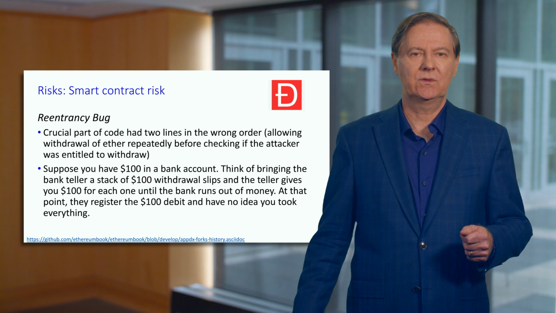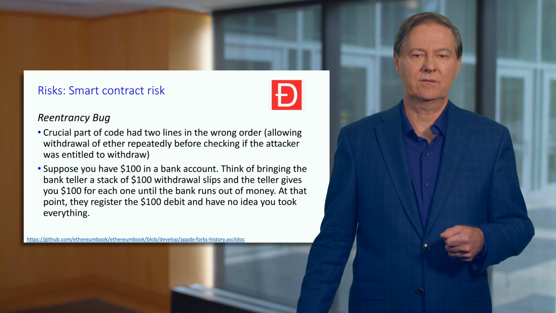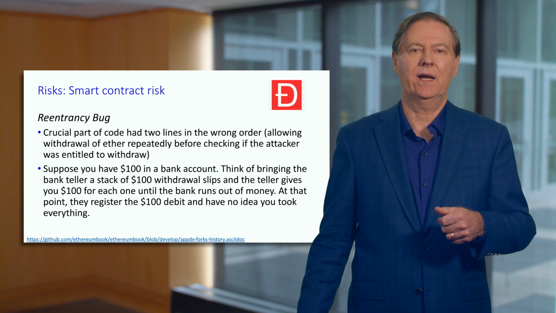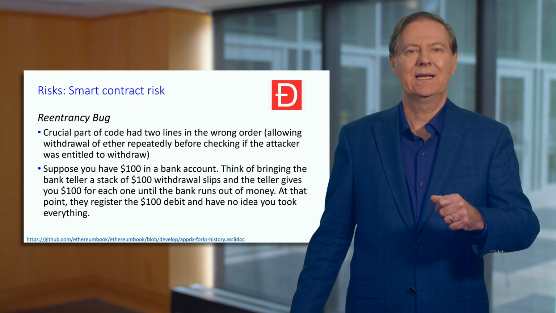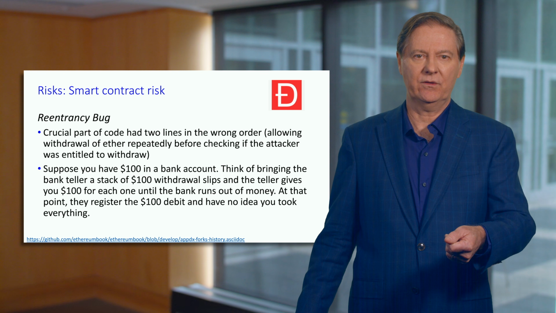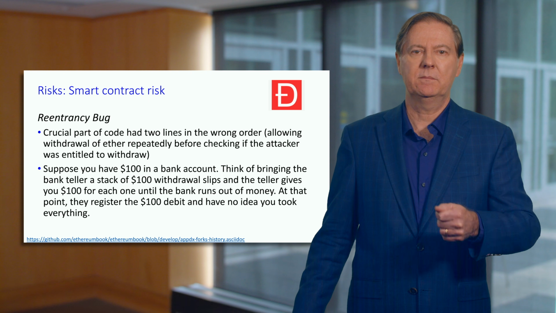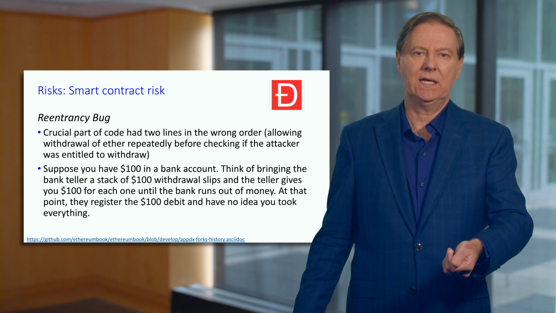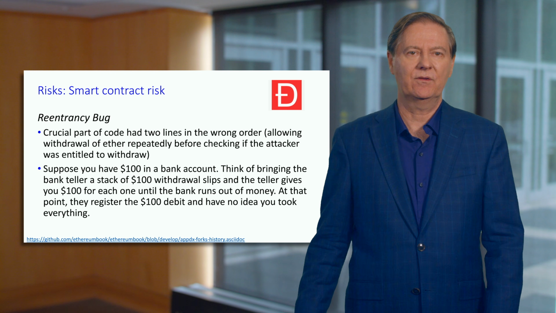I go to the teller physically at the bank and withdraw $100, and I got the $100. And then I hand another slip and ask for another $100, but the account isn't checked to see if I've got that $100. So this just keeps on going time and time again until the bank runs out of money. Okay, so this bug, extremely serious.